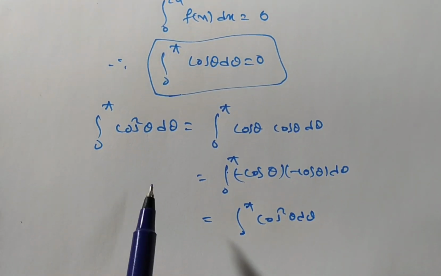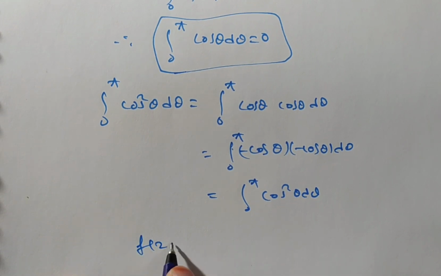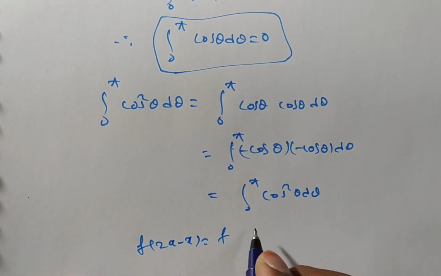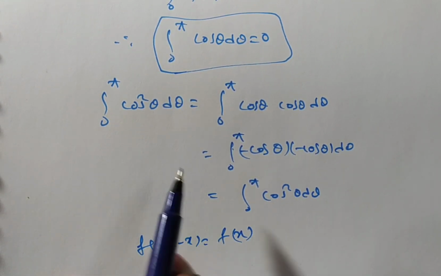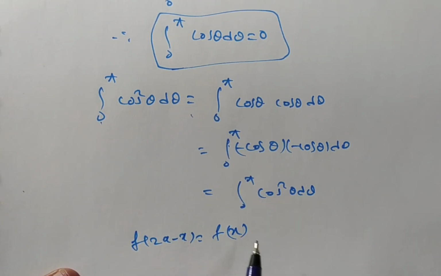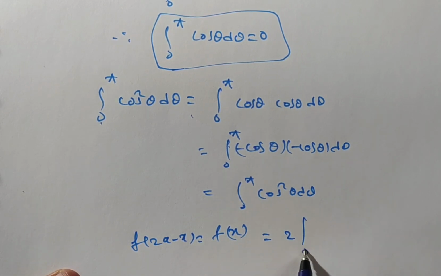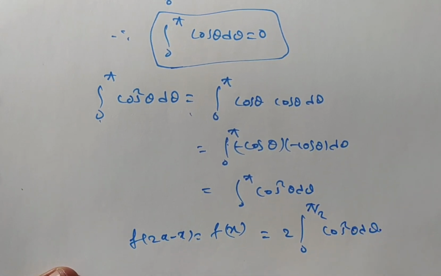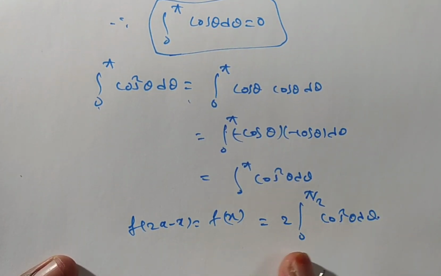If I take f of 2a minus x is equal to f of x, I have written only 0 to pi. Even if you do not write it, it is not an issue. So you have the same function. What can you say in this case? This is an even function. So you can write the integral 0 to pi by 2 of cos square theta d theta. Right. Integral 0 to pi by 2 of cos square theta d theta.